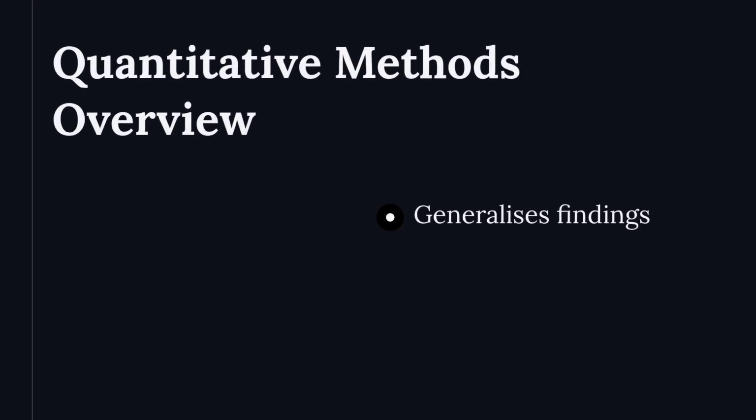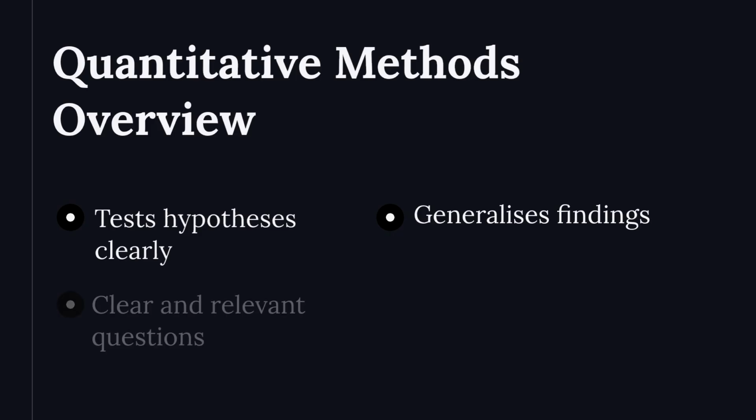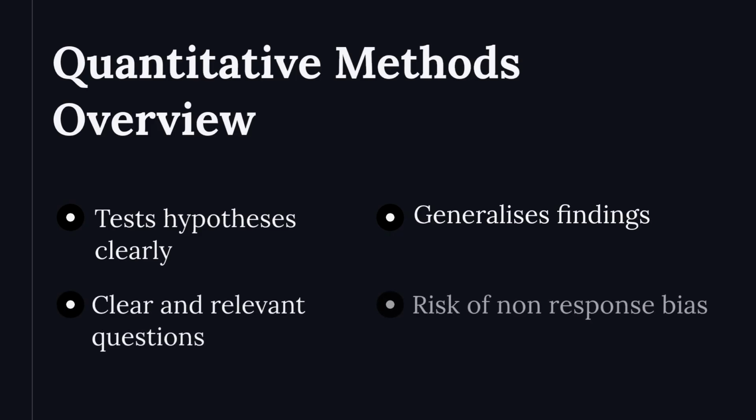Quantitative methodology is suited to testing hypotheses and generalizing findings. The source highlights questionnaire design and distribution, including clear, unbiased, and relevant questions, often using closed-ended formats for measurable responses. It also notes the advantages of quick data collection from large samples, while warning of possible non-response bias.